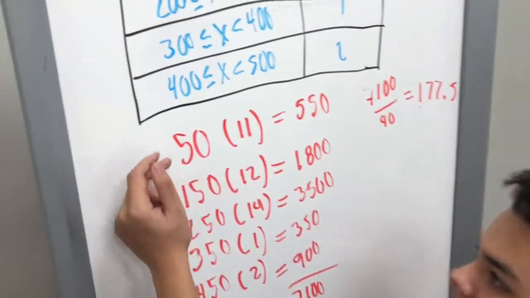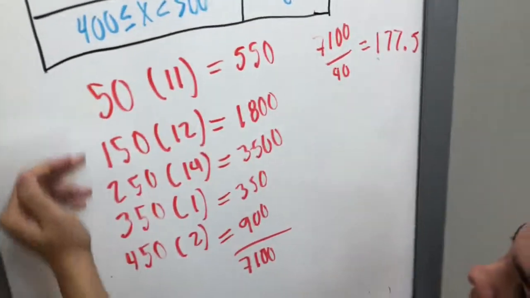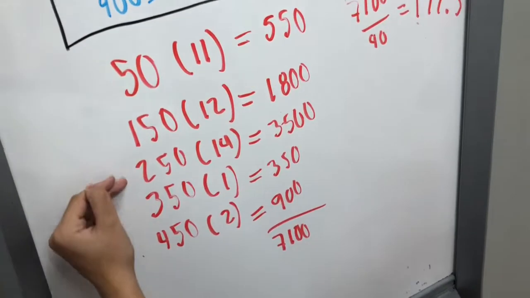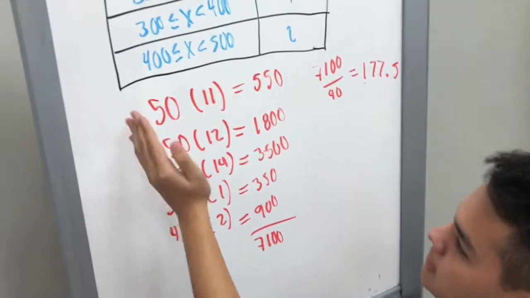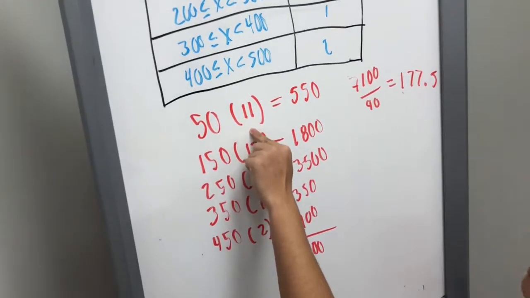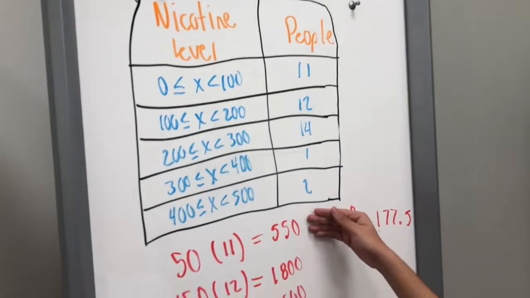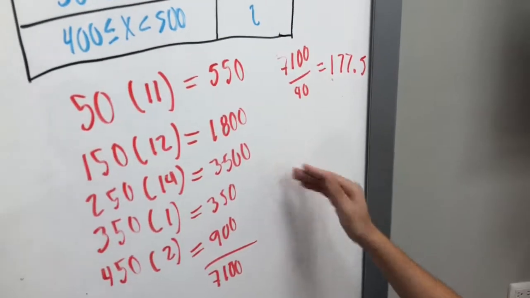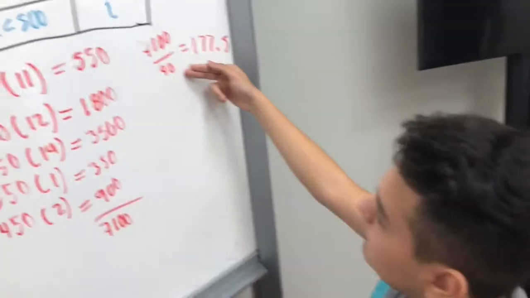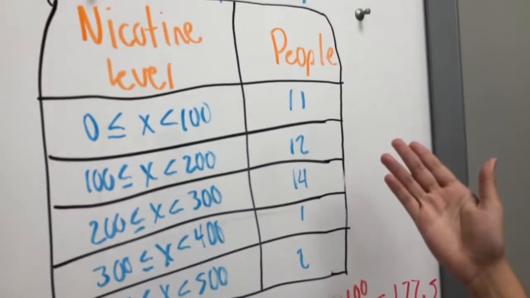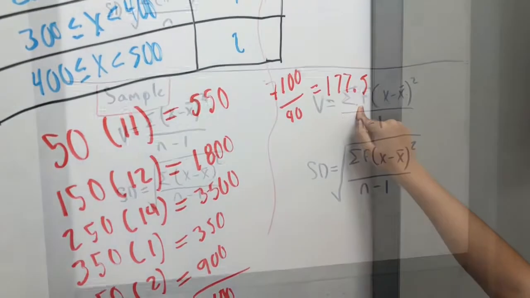We're going to calculate the class marks of each point. So we have that the class marks are 50, 150, 250, 350, and 450. Then we have to multiply each one by the frequency. So we have 11, 12, 14, 1, and 2. Then we have to sum the results, and we get 7,100. That we have to divide by 40 because it is the total of the sample, and we get 177.5, and that is the mean.